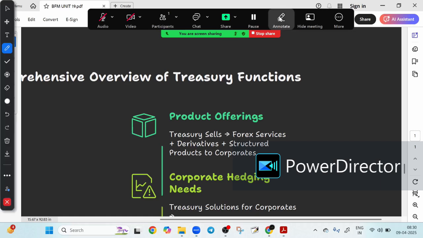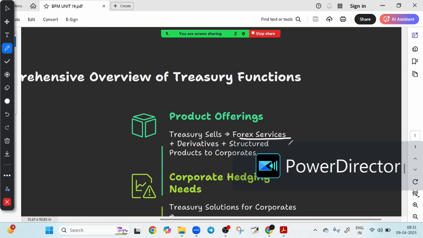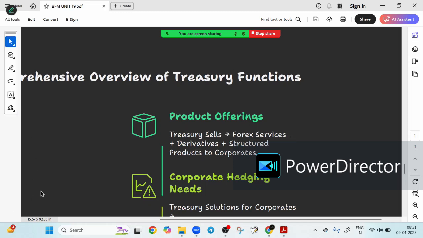So what is the meaning of product house? They sell forex services, they sell derivatives, they sell structured products, especially designed to meet the needs of corporate clients. So they sell all these to meet the needs of the corporate client. That is called product offering, where customization meets financial expertise.